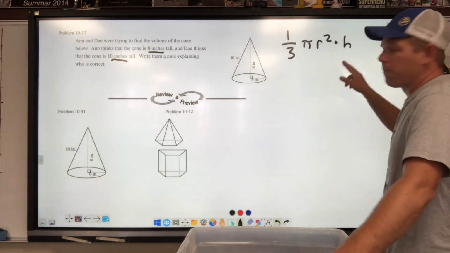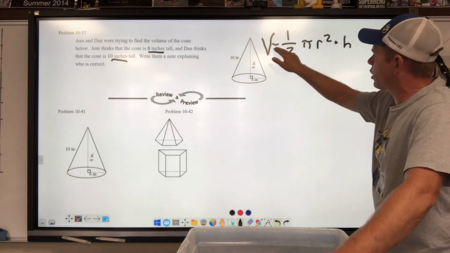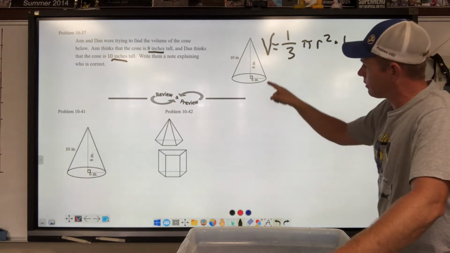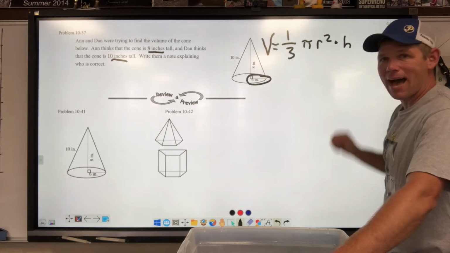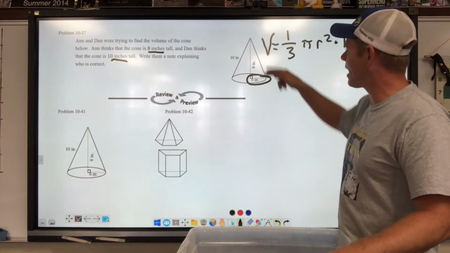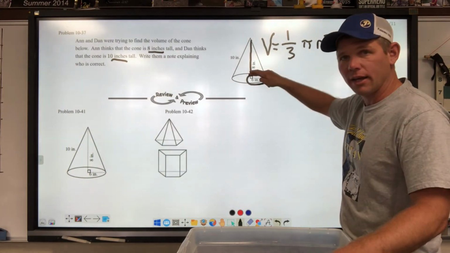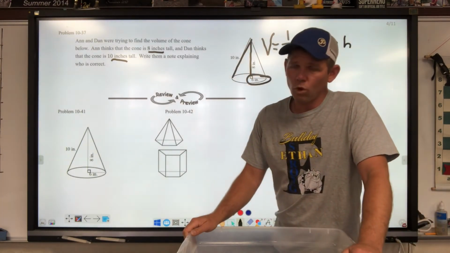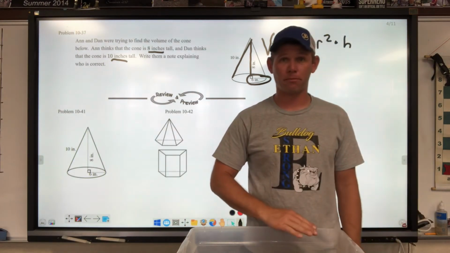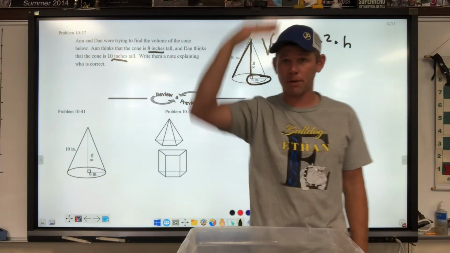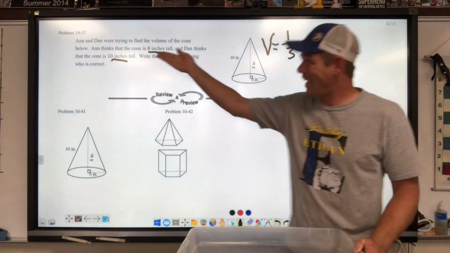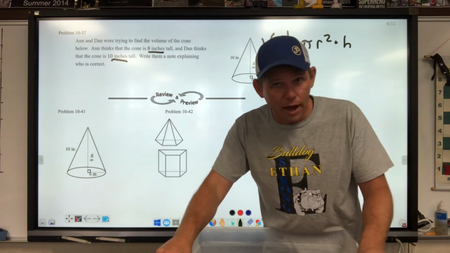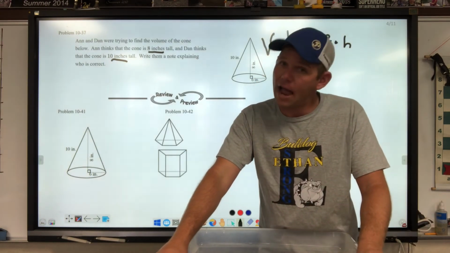Well, I want you to notice when we are finding the volume of a cone, 1/3 pi times the radius squared times the height. Which of these is the height? Is the height here in the center, or is the height here on the outside? Well, mathematically speaking, height is from the bottom up. That means that Anne is right. And we need to write off to the side, Anne is correct. 8 is the height.